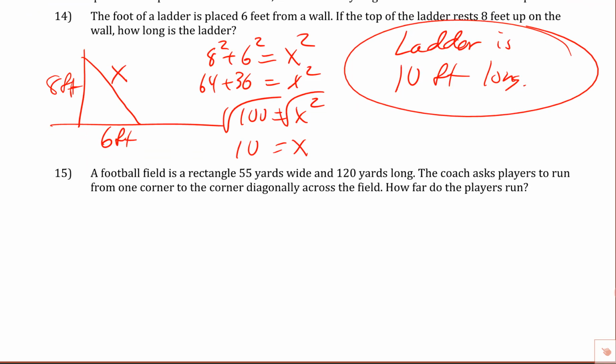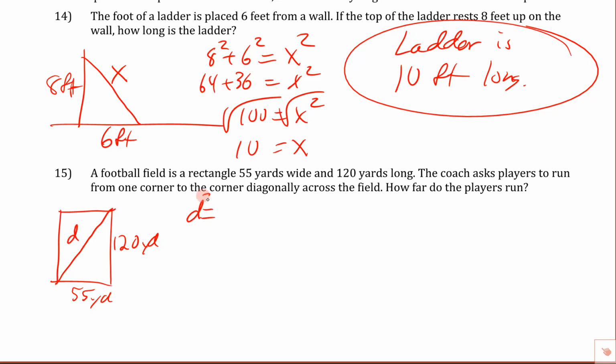And let's take a look at this last one. A football field is a rectangle 55 yards wide and 120 yards long. The coach asks the players to run from one corner to the corner diagonally across the field. How far do the players run? Okay, and this is actually true. A football field is 55 yards wide, and it's 120 yards long, including the end zones, and the players have to run from here to here. So the question is, what is that distance?